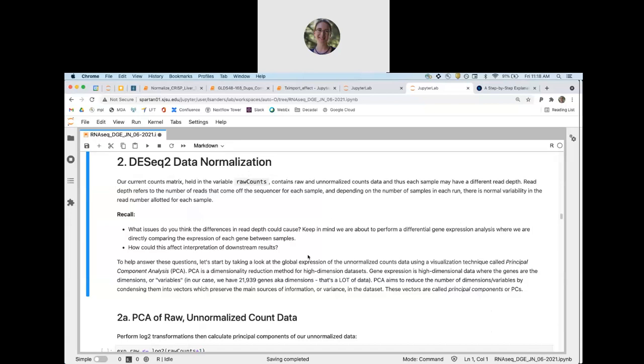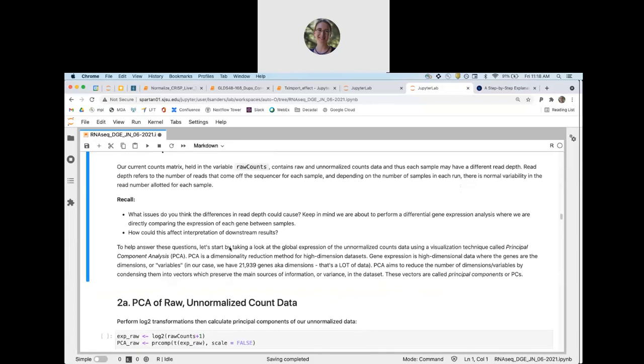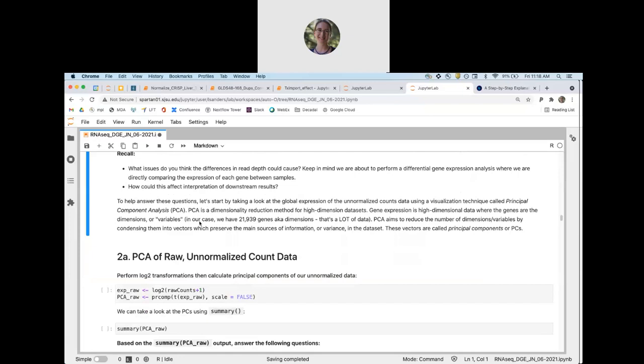So what we can do to visualize this scenario is to make a PCA plot and see what it looks like before we do any normalization at all. So just to recall, we call PCA a dimensionality reduction method because it's taking our high dimensional gene expression data and condensing it down into principal components or vectors that capture the main sources of variance in the data set.